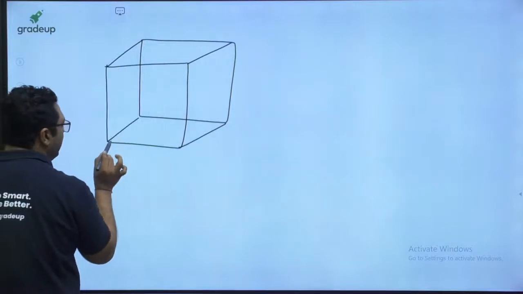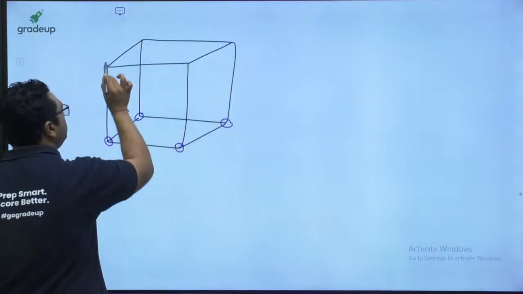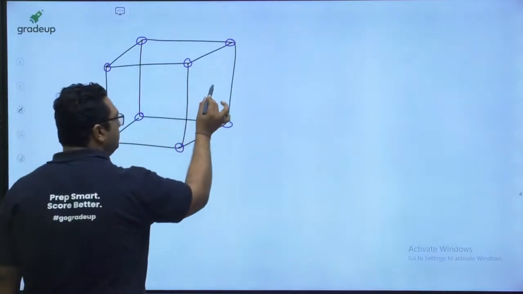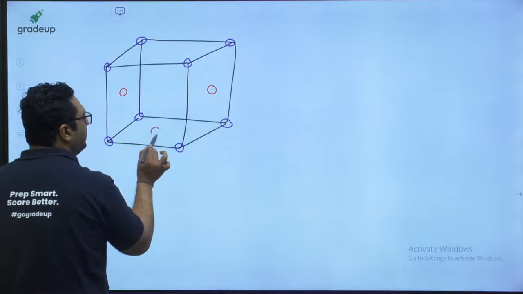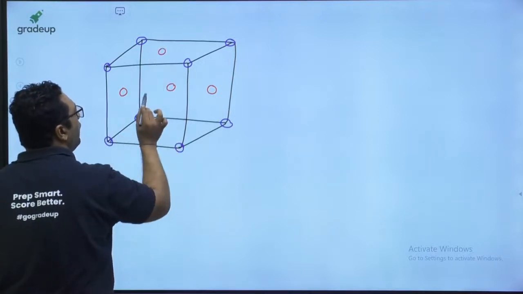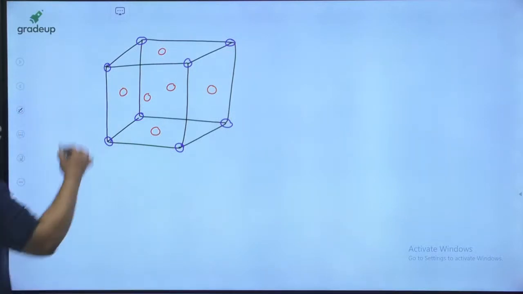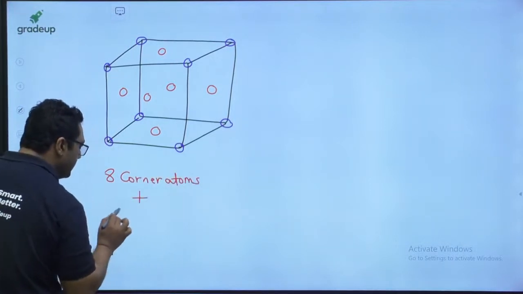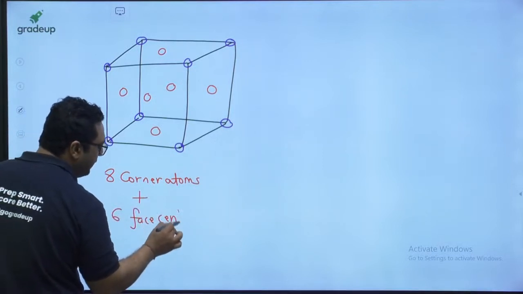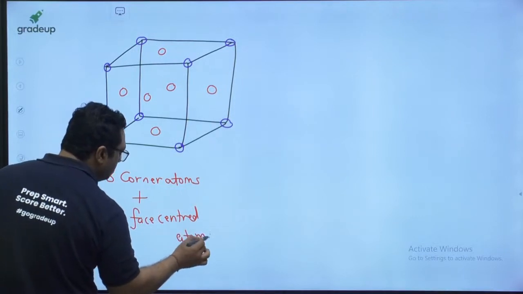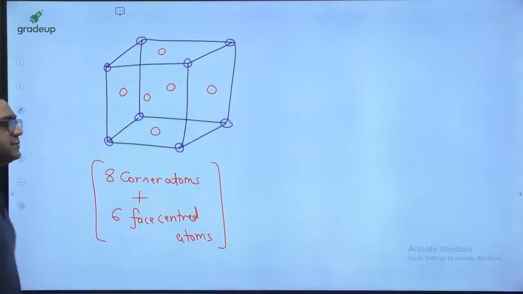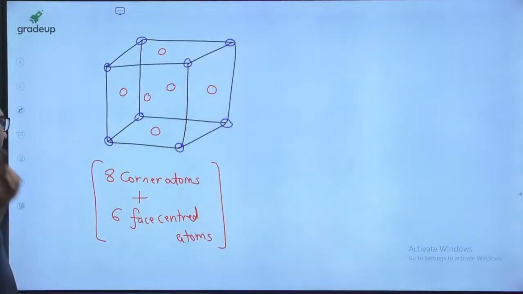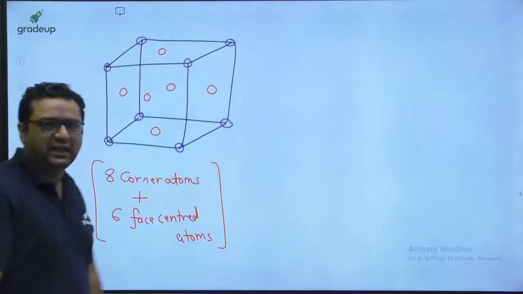My dear, it is having corner atoms at each of the corners. At the same time, it is having a face center atom on this face, on this face, on this face, on top, on front. So every face is having a face center atom. If you see, here are 8 corner atoms plus 6 face centered atoms. When we have corner atoms as well as face centered atoms, this is the structure to be FCC, face centered cubic.